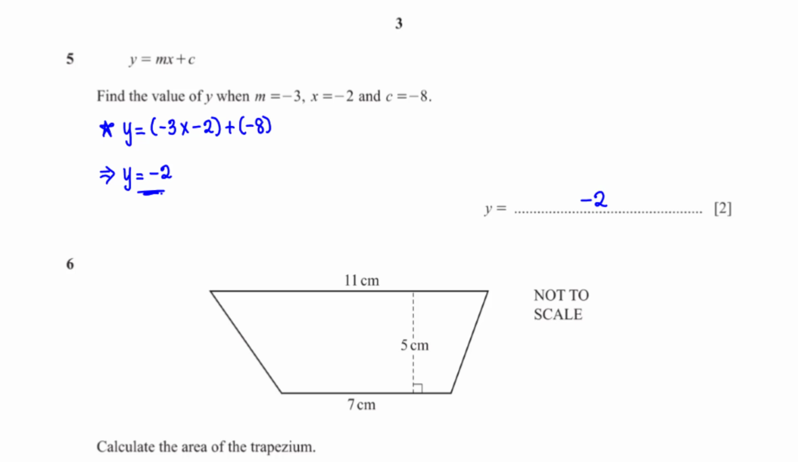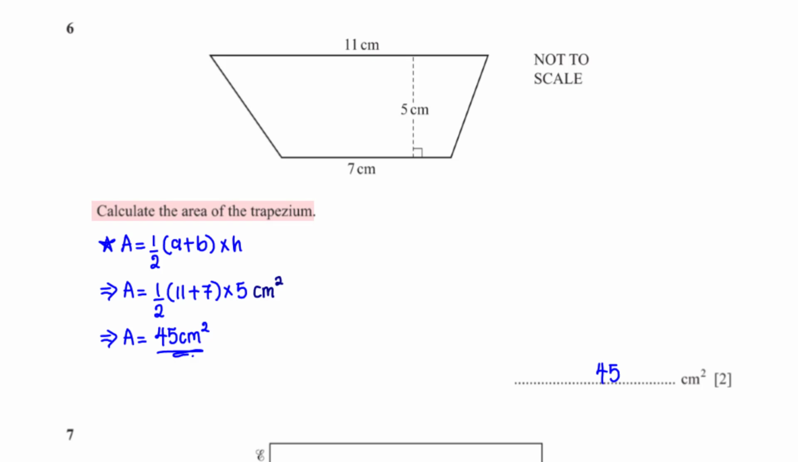y equals mx plus c. Find the value of y when m equals -3, x equals -2, and c equals -8. All we need to do is substitute the given values into the equation. This gives us y equals -3 times -2 plus -8. When we type this into the calculator, we get -2.